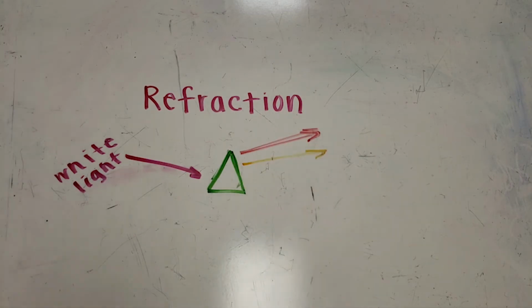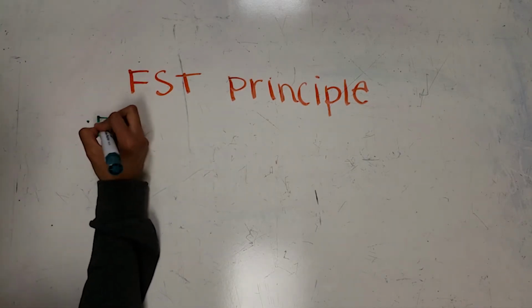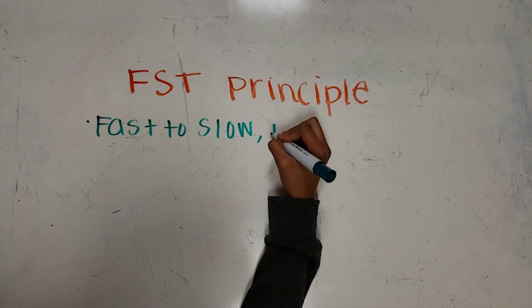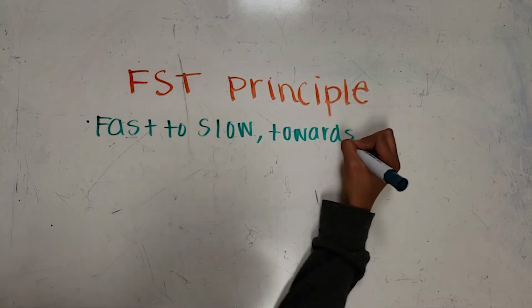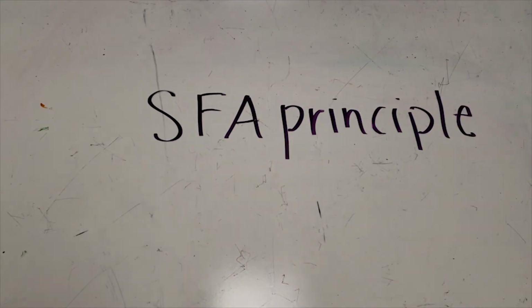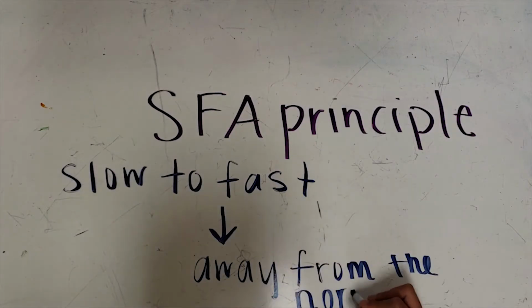To understand how lenses refract light, we can refer to the FST and SFA principles. The FST principle refers to if a ray of light passes across the boundary from a material in which it travels fast into a material in which it travels slower, then the light ray will bend towards the normal line. The SFA principle refers to light rays traveling from a slow to a fast medium, bending away from the normal. SFA.